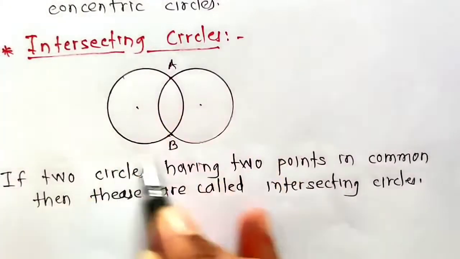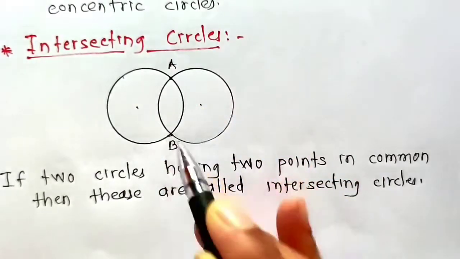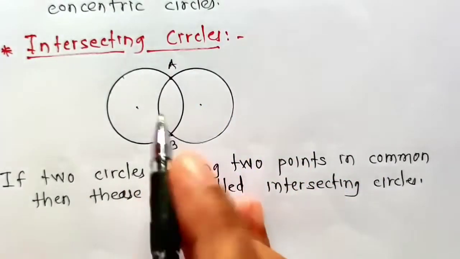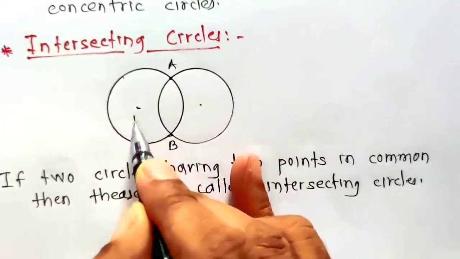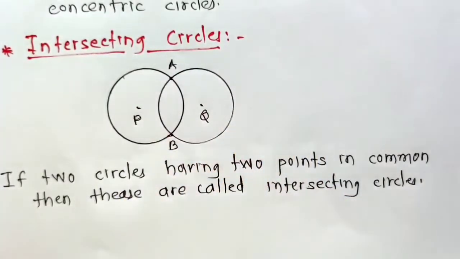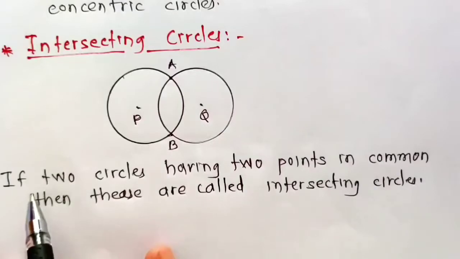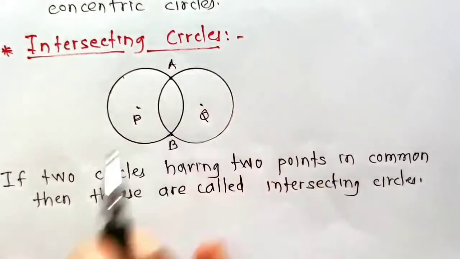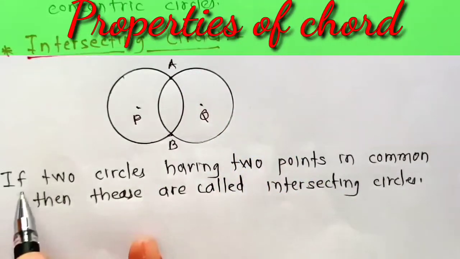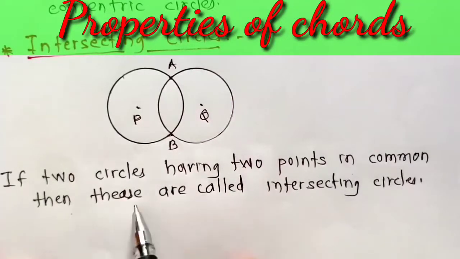When two circles having center P and center Q have 2 points in common, A and B, these are two different circles, and A and B are the 2 common points. These are called intersecting circles, and A and B are called the points of intersection. So if two circles have 2 points in common, then they are called intersecting circles.